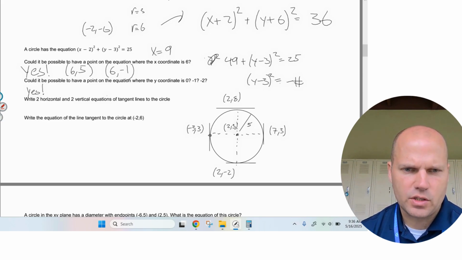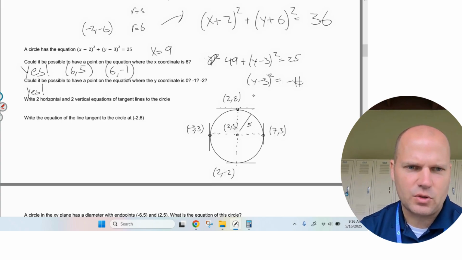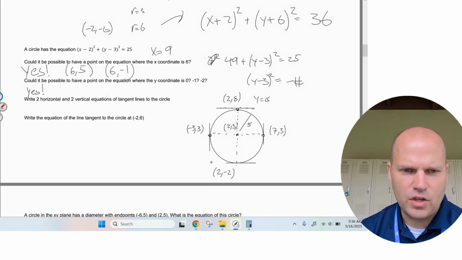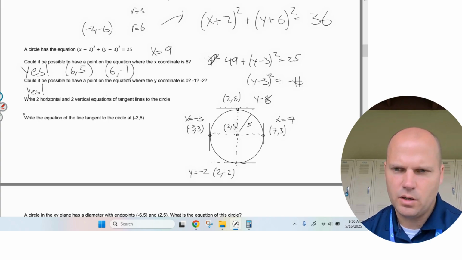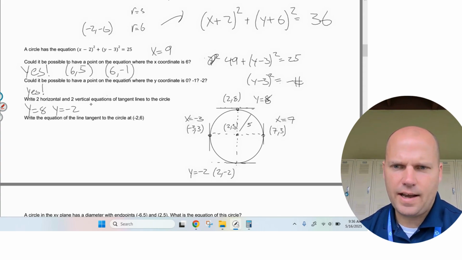If I subtract 5, I have 2, negative 2. So these are the points. But what are the equations? Well, all of these points are going to have a y coordinate that equals 8. So this is y equals 8. All of these points will have a y coordinate that equals negative 2. So this is y equals negative 2. This will be x equals negative 3. All the x coordinates will be the same here. So we get y equals 8, y equals negative 2, x equals negative 3, and x equals 7.